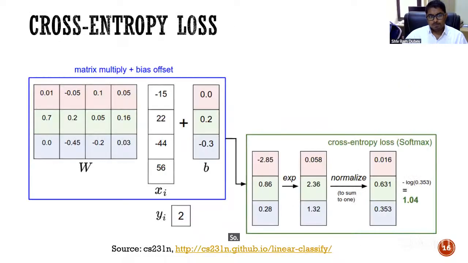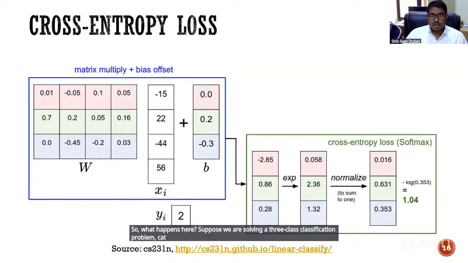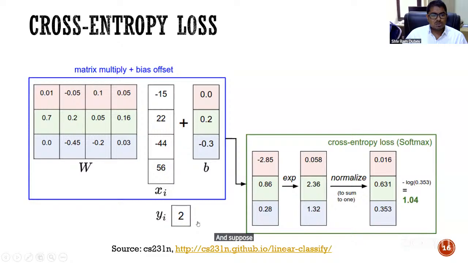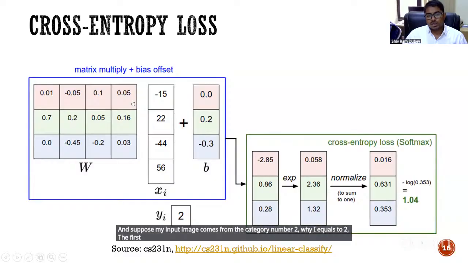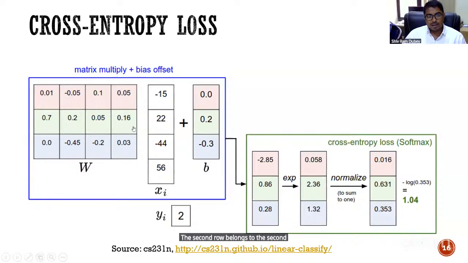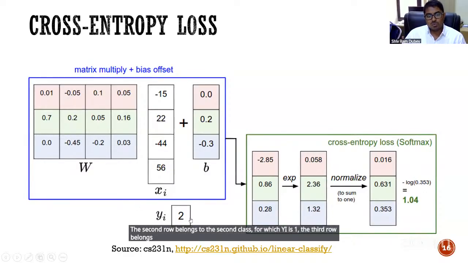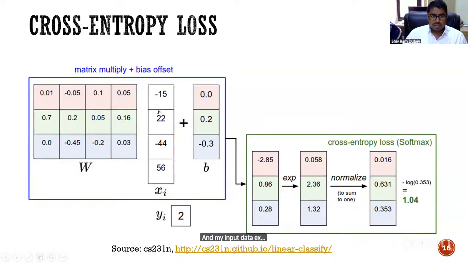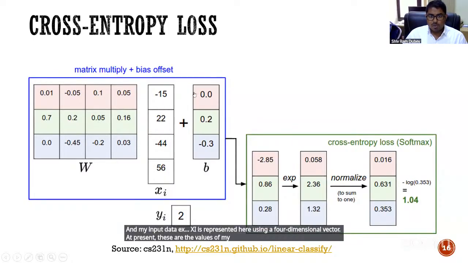Suppose we are solving a three-class classification problem: cat, dog, and sheep. And suppose my input image comes from category number 2, yi equals 2. The first row belongs to the first class, for which yi is 0. The second row belongs to the second class, for which yi is 1. The third row belongs to the third class, for which yi is 2. It means that the third row here is the classifier for the class I need to classify. My input data xi is represented here using a four-dimensional vector. At present, these are the values of my parameters w and b.